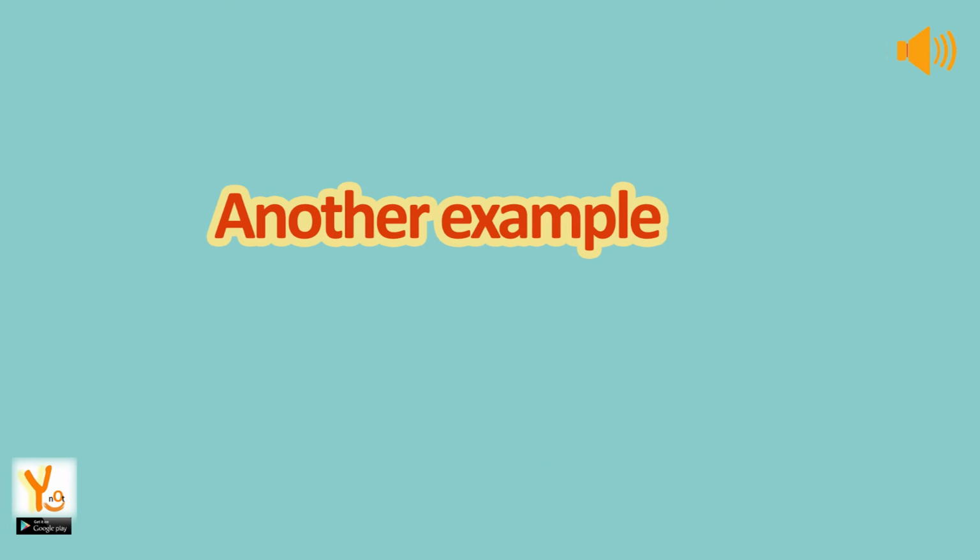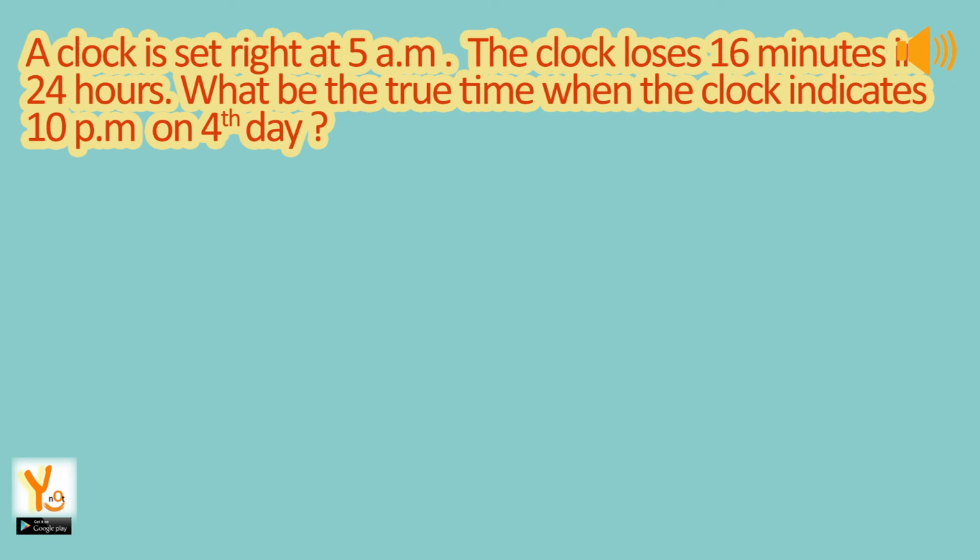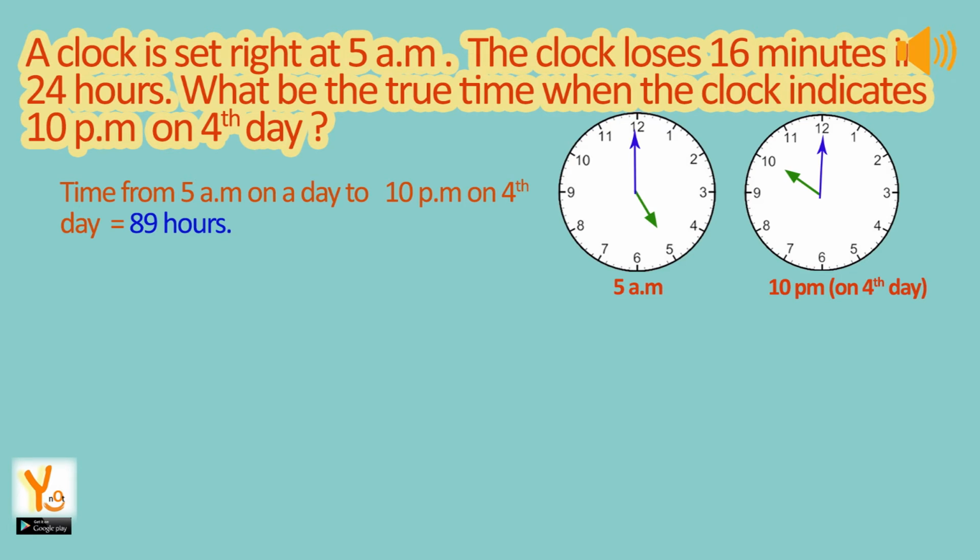Another example. A clock is set right at 5 a.m. The clock loses 16 minutes in 24 hours. What will be the true time when the clock indicates 10 p.m. on the 4th day? Time from 5 a.m. on a day to 10 p.m. on the 4th day is equal to 89 hours.